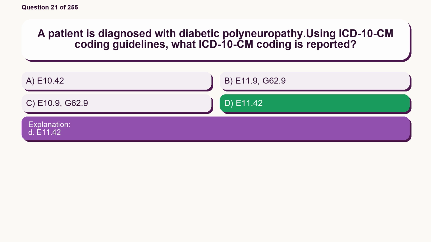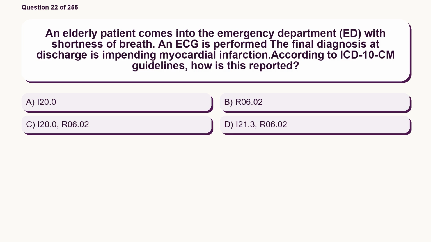D, E11.42. Question 22. An elderly patient comes into the emergency department, ED, with shortness of breath. An ECG is performed. The final diagnosis at discharge is impending myocardial infarction, according to ICD-10-CM guidelines. How is this reported? Option A, I20.0. Option B, R06.02. Option C, I20.0, R06.02. Option D, I21.3, R06.02. The correct answer is option A, I20.0.